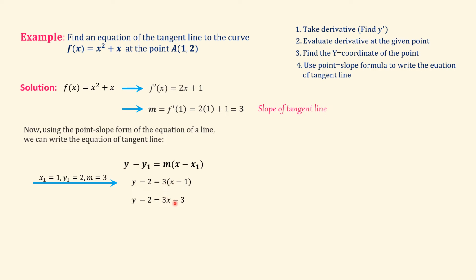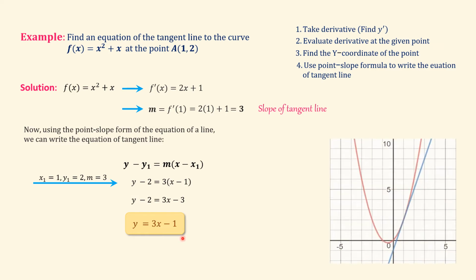3 times negative 1 is negative 3. And now if we add 2 to both sides of this equation, y is 3x minus 1. Note that negative 3 plus 2 is negative 1. And this is the simplified form of tangent line.